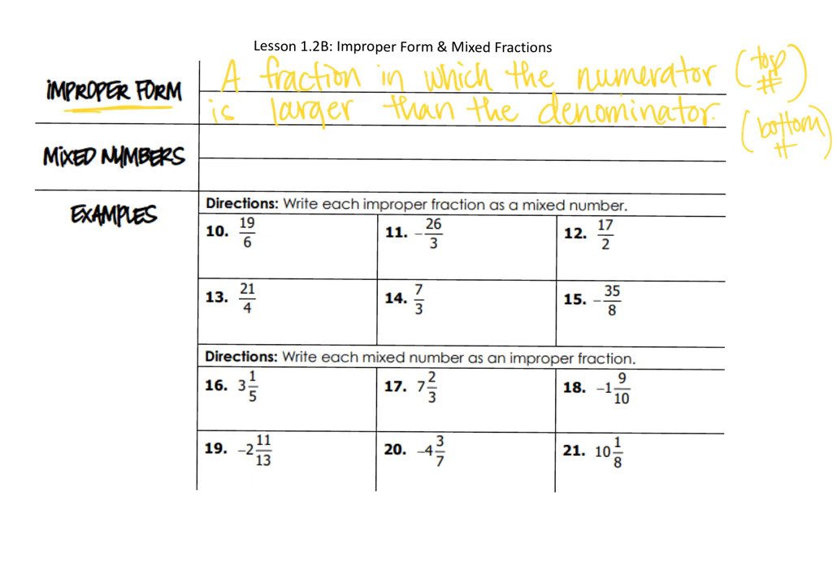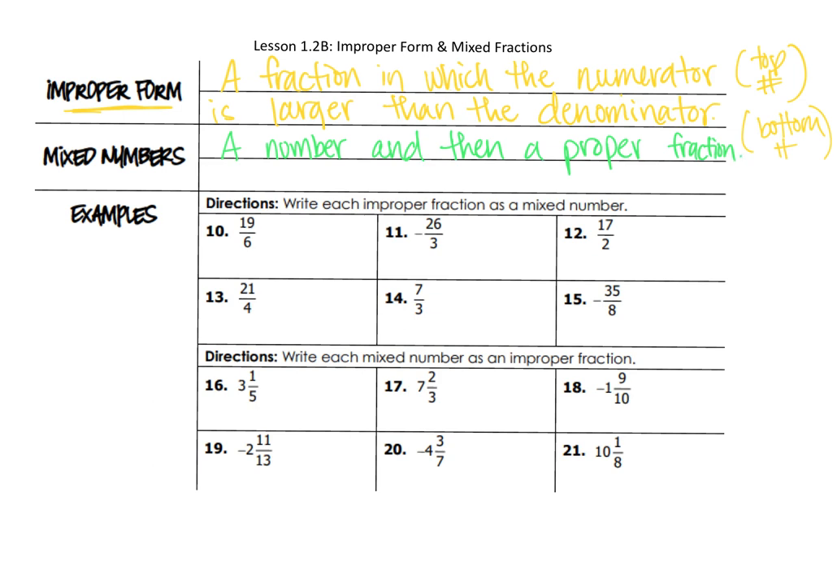Okay, this is different from a mixed number, and a mixed number is where we have a number and then a proper fraction. Okay, and a proper meaning a smaller number in the numerator, in the top, and then a larger number in the bottom.